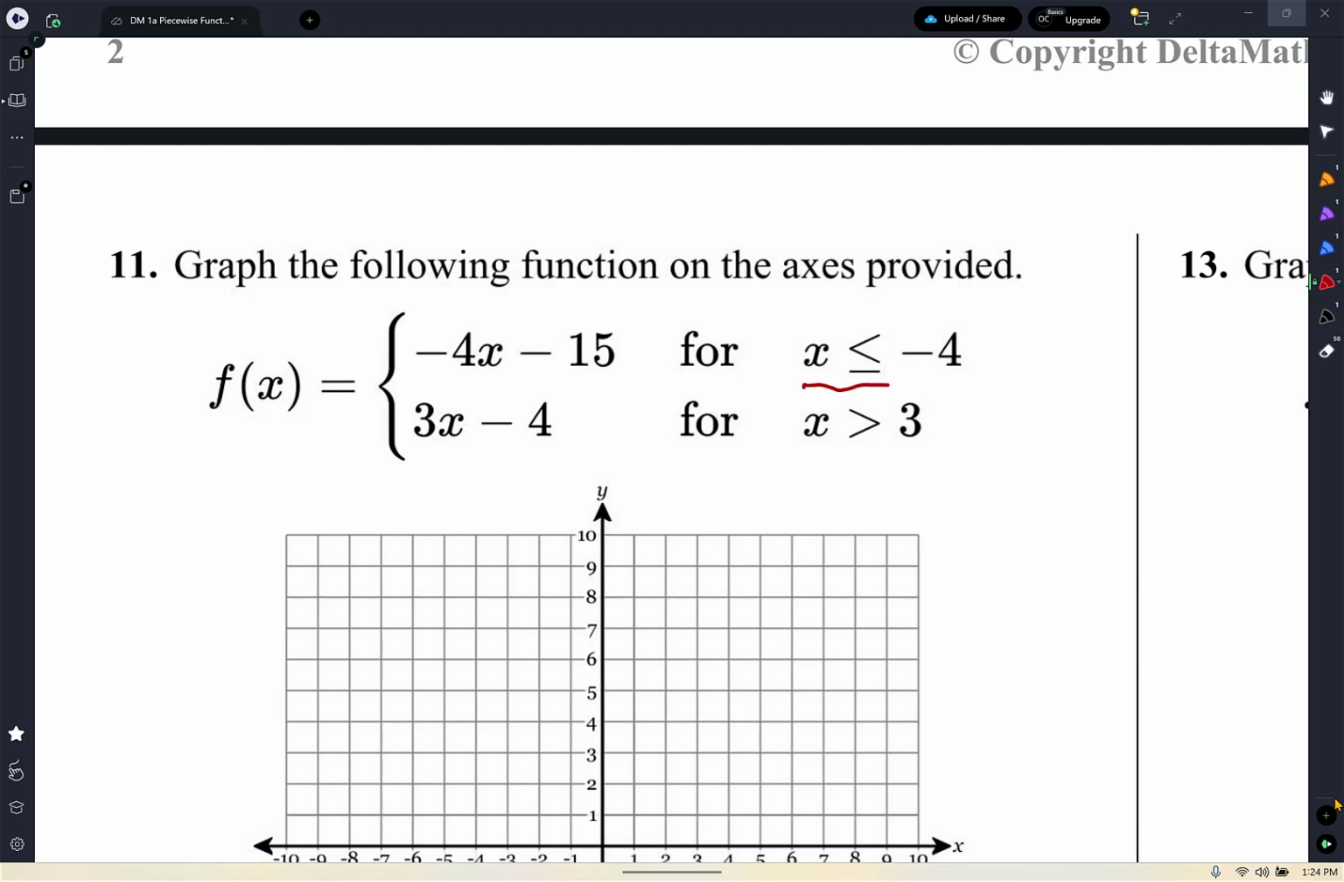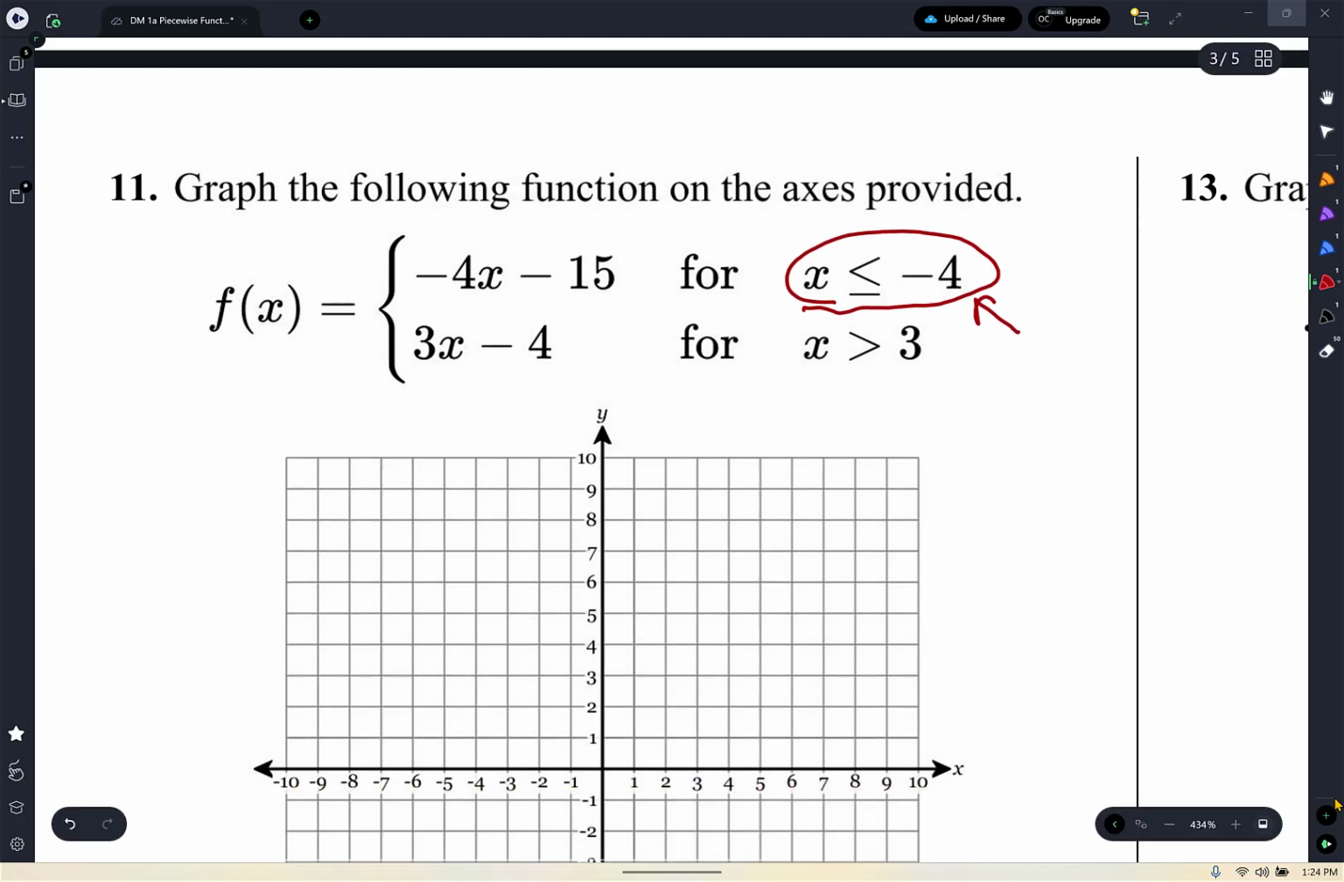Here's the restriction. X is less than or equal to -4. Here's where I start. Start at your restriction. So I'm going to start at -4. Don't write this down. Just listen. Don't worry, I'm going to give you guys time. What is -4 times -4? 16. And what is 16 minus 15? 1. So I'm going to go to -4.